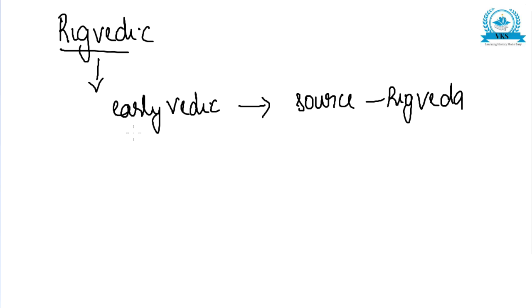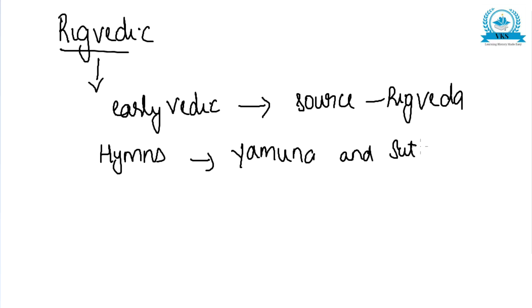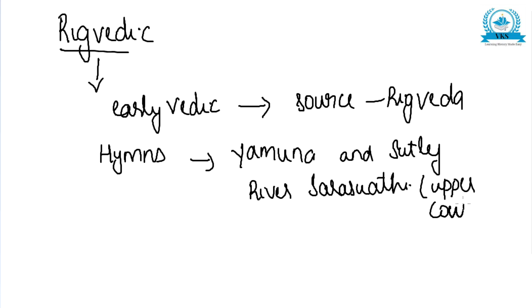When the early Rigvedic hymns were written, the focus of Aryan culture was a region between Yamuna and Satluj, and also along the upper course of the river Saraswati. These two areas were given focus when the Rigvedic hymns were written, and in the hymns we mainly see the focus in these regions.